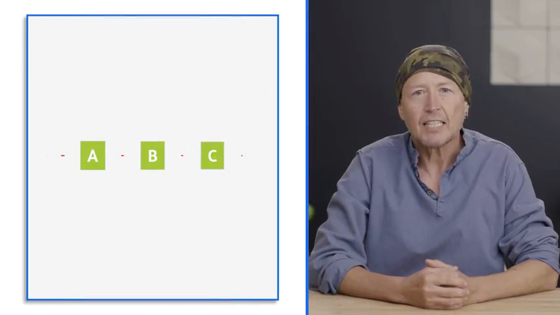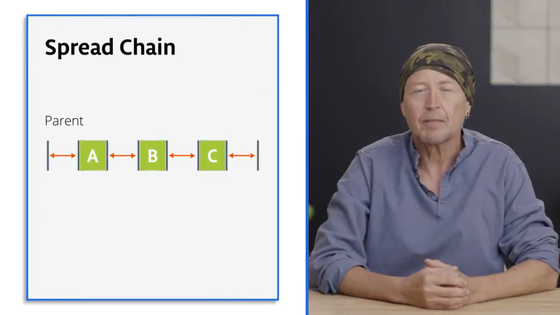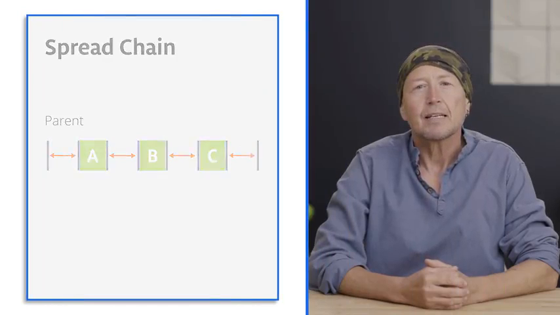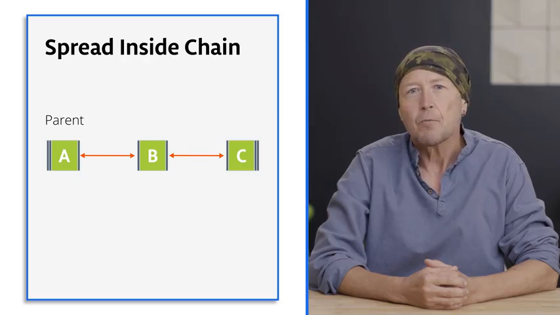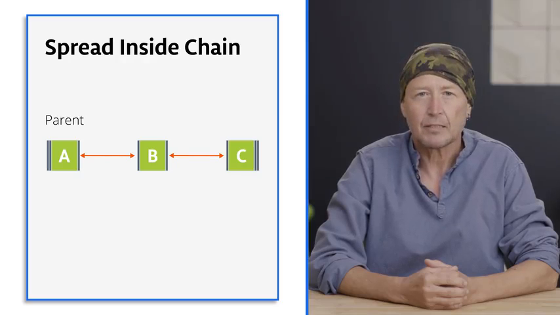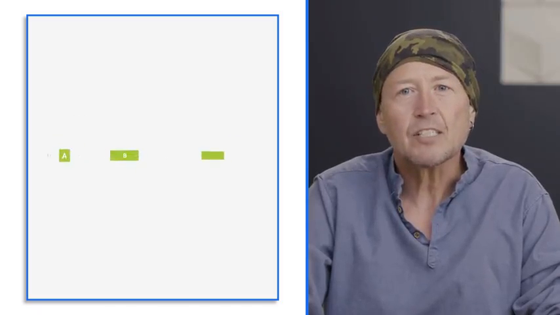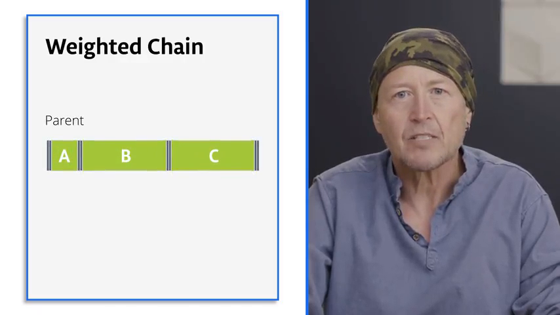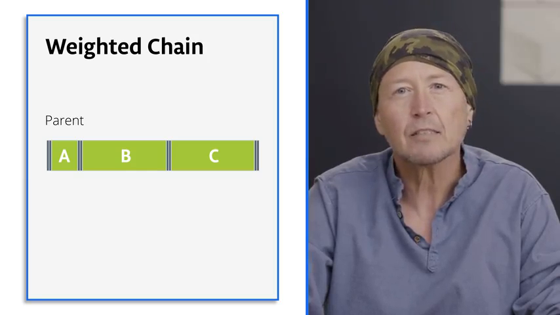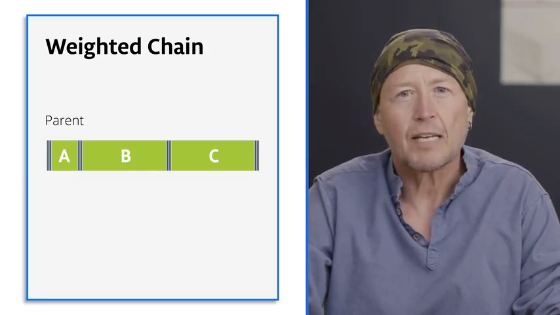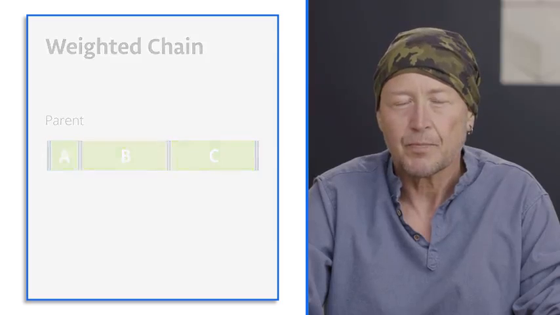A spread chain is the default and spreads elements equally. A spread inside chain will use all available space with the head and tail glued to the parent. A weighted chain will use up all space and resize elements to fill it based on the values set in the layout constraint horizontal weight or layout constraint vertical weight attributes.